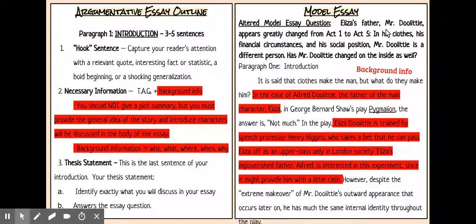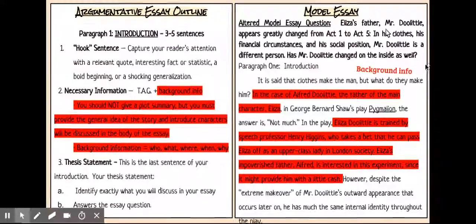The second part of the necessary information is your background info. This is the who, what, where, when, why. You need to pretend as if the person reading this essay has never read or heard of Pygmalion before. So you don't want to give an overview of the entire story. You just want the most important information.